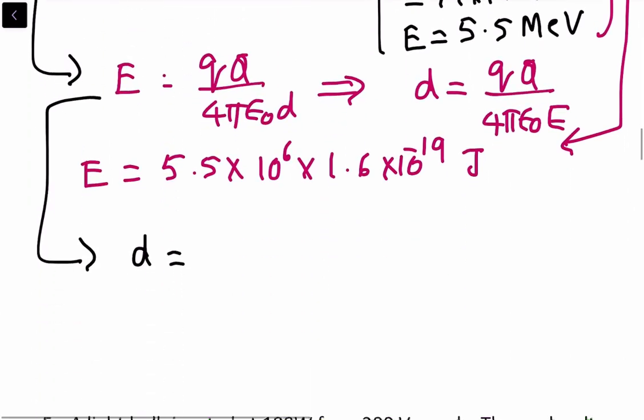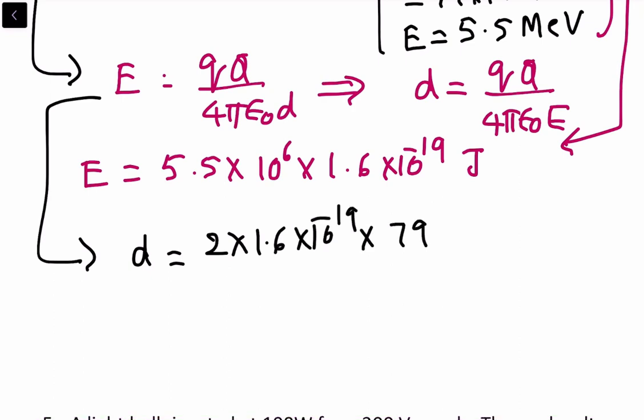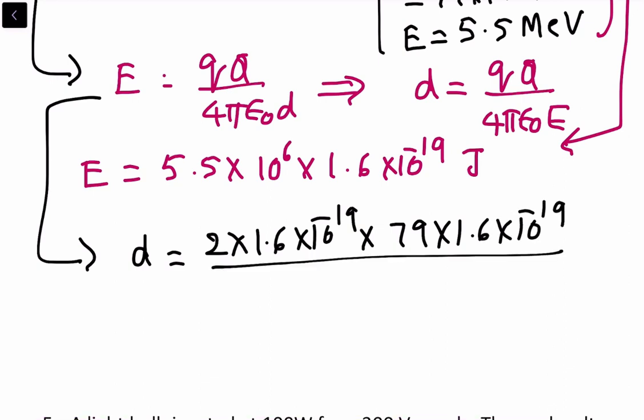So let us substitute all the values for this equation of d. Small q is equal to 2 into 1.6 into 10 to the power of minus 19, capital Q is 79 into 1.6 into 10 to the power of minus 19, and 1 by 4 pi epsilon naught.